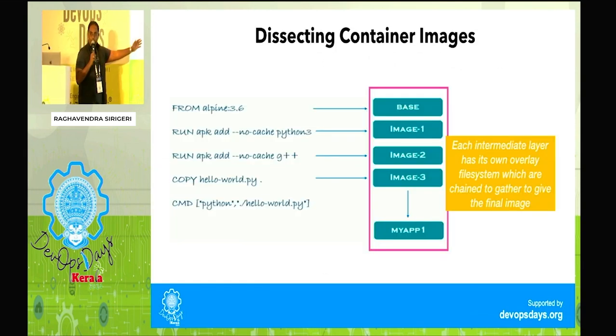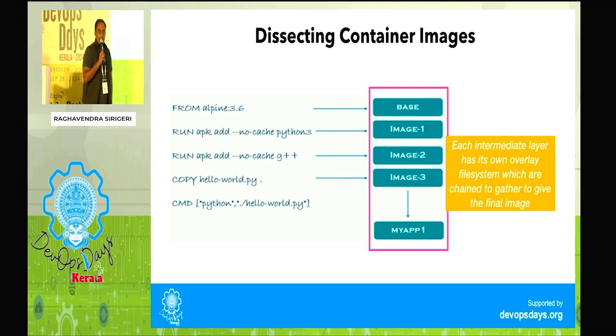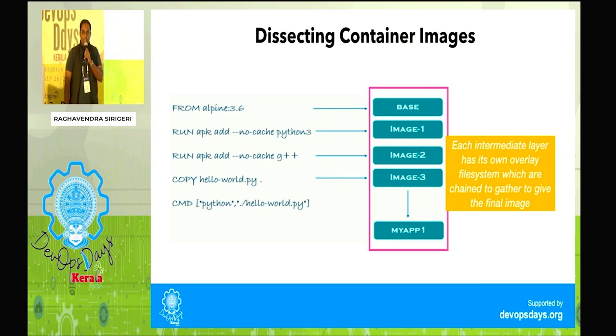This is a Docker file. Everyone understands this? Right? So what is happening when you build a Docker image from a Docker file is that an intermediate layer is created for every new line in the Docker file. Okay? So that's what this is showing. Each intermediate layer has its own overlay file system. Each image that you see is its own overlay file system, chained together to give you the final image. And we'll see exactly how that is happening.